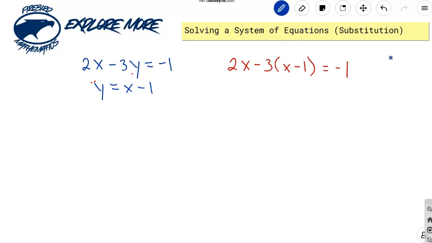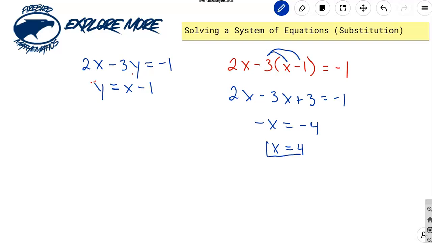So first step, we're going to distribute the -3. So 2x minus 3x plus 3 equals -1. Combine like terms, 2x minus 3x is -x. We can subtract 3 from both sides, that'd be -4. So -x equals -4, which means that x is equal to 4. So we just found x. We did it. We found the value of x that's going to be in the solution to the system.